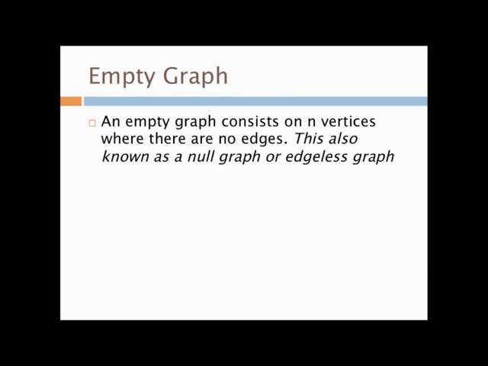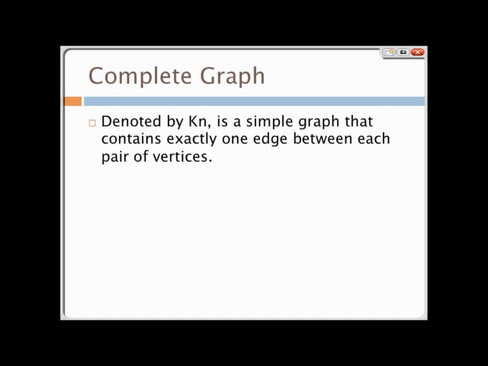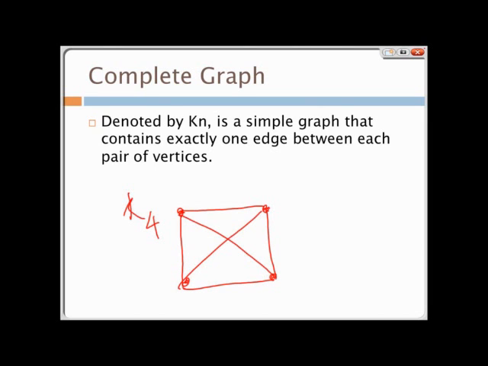First we have an empty graph, which consists of n vertices and there are no edges. So that would just be some vertices with no edges connecting them. Next we have complete graphs, which are denoted by K sub n, and it is a simple graph that contains exactly one edge between each pair of vertices. So this here would be K sub 4.